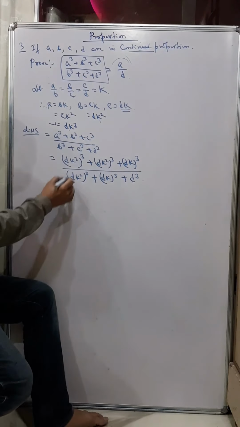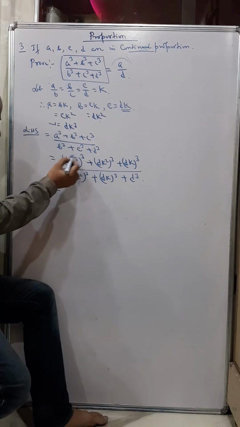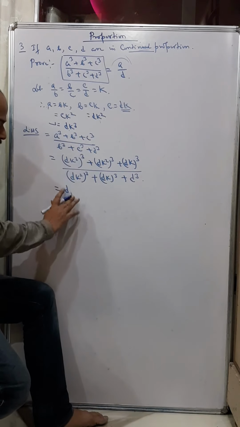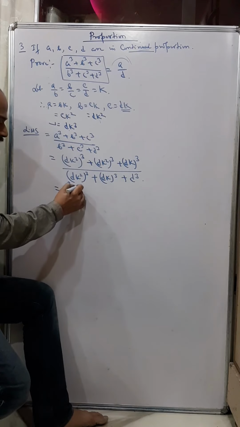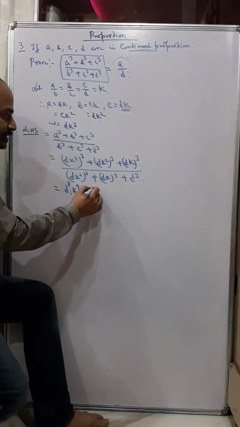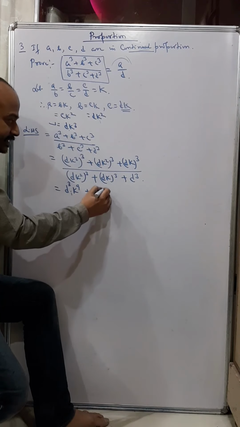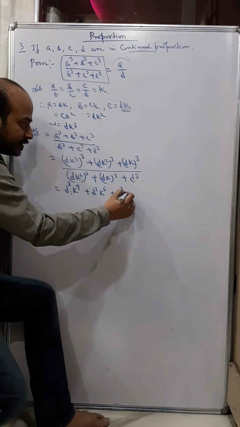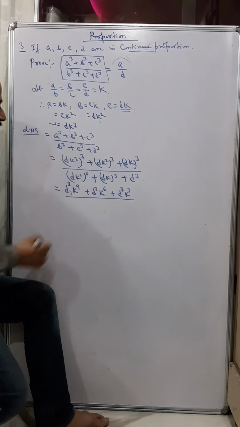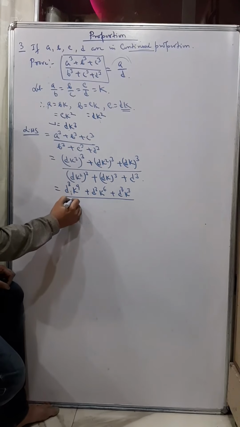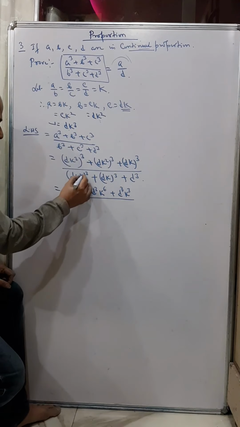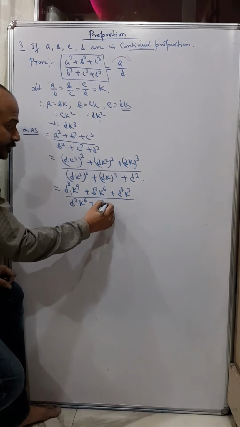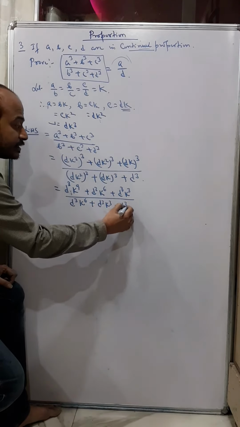Okay, now we will simplify this. What I get? This one I get D cube K9 plus D cube K6 plus D cube K cube. And here what I got? I got here D cube K6 plus D cube K cube and plus D cube.